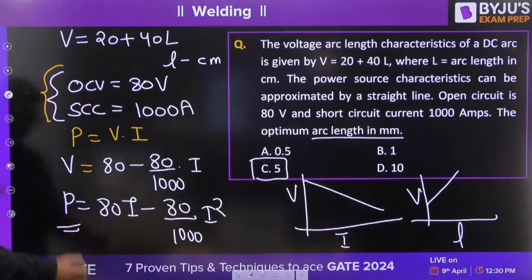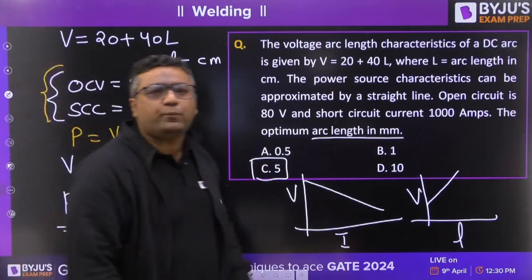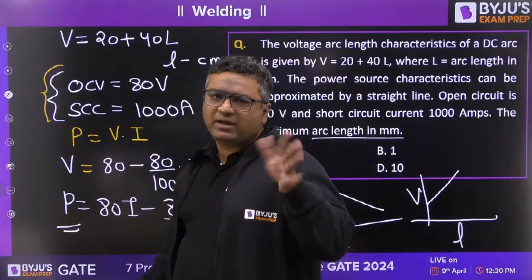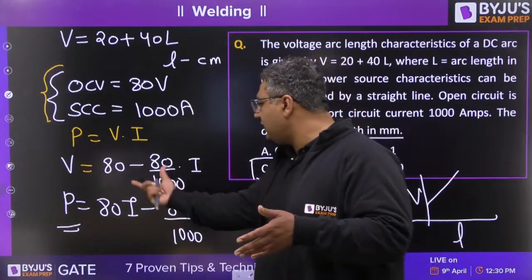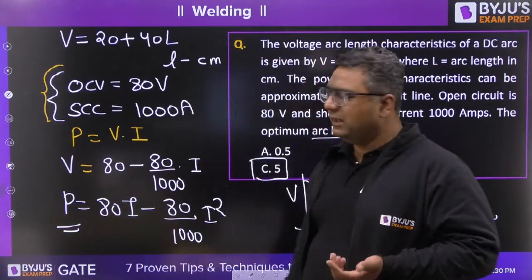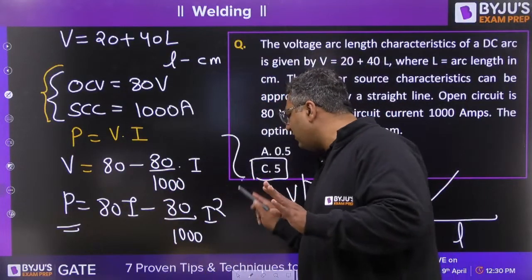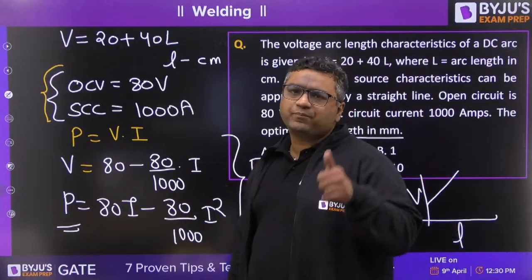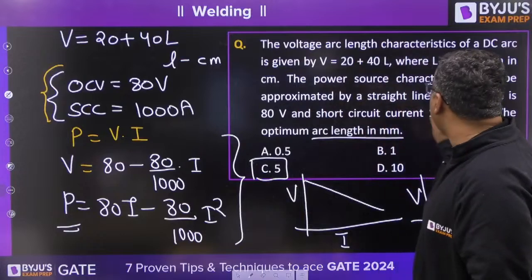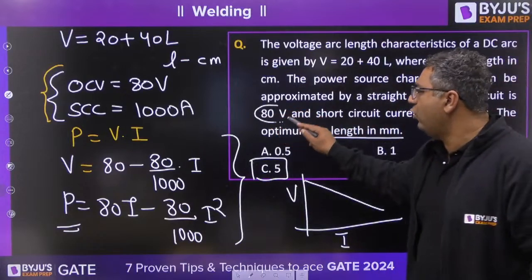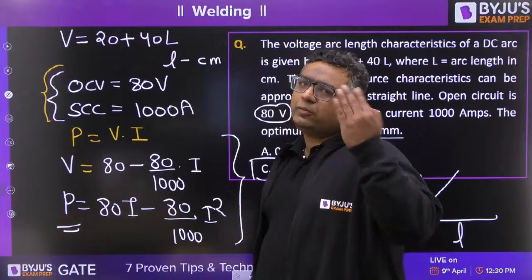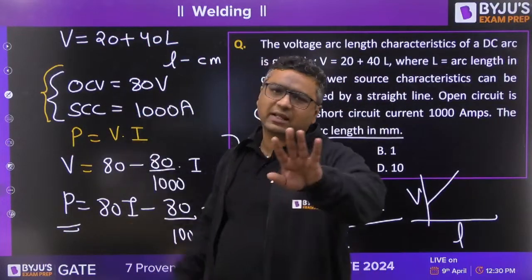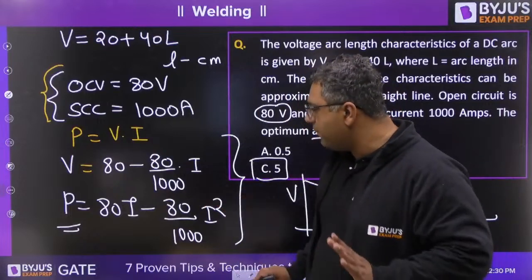This is the power. Some students are going to put the value of voltage in terms of arc length. Then it becomes difficult, because everything will be in terms of L and will become lengthy. So rather, solve it the same way we did in the previous case. You can even directly use the optimum voltage. You already know open circuit voltage is 80 volt, so optimum voltage is going to be 80 by 2, which is 40 volt. Equating 40 volt with this, you will get the value of L. But still I am going with the complete procedure.